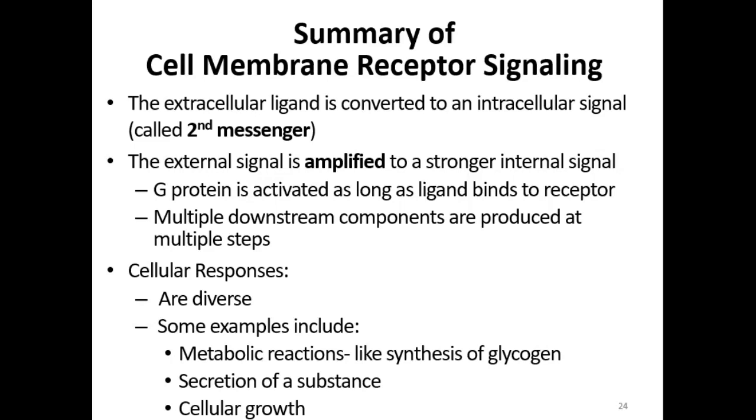So we covered a lot of information. I'd like to give you a brief summary of cell membrane receptor signaling. The important point is that an extracellular ligand is converted to an intracellular signal known as a second messenger. That extracellular signal is amplified to become stronger because the G protein is activated as long as the ligand binds, and there are multiple downstream components that amplify at multiple steps.